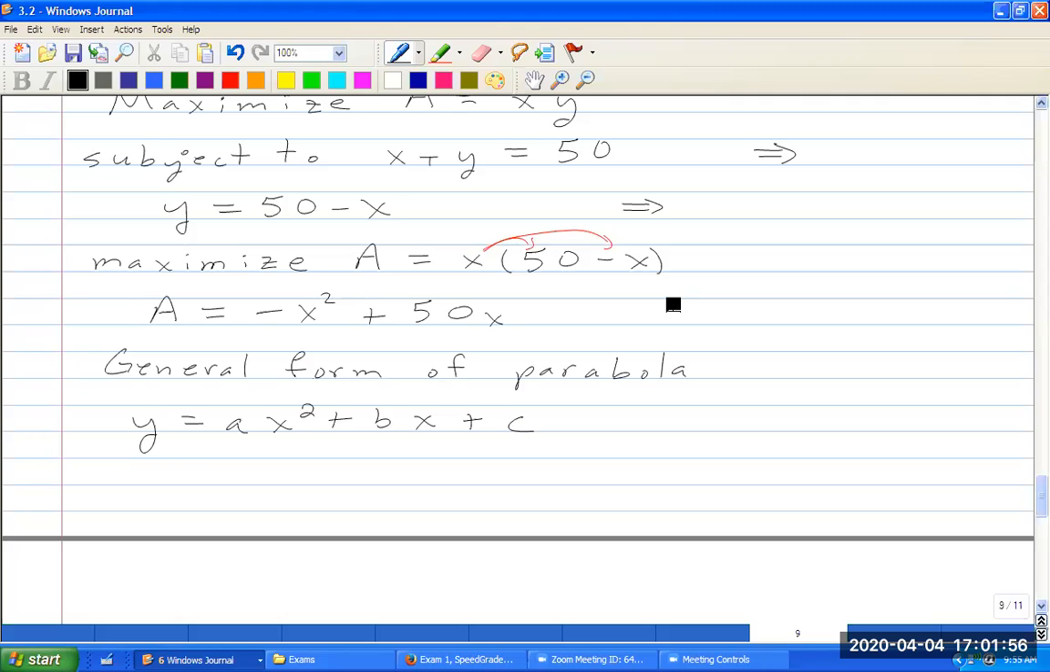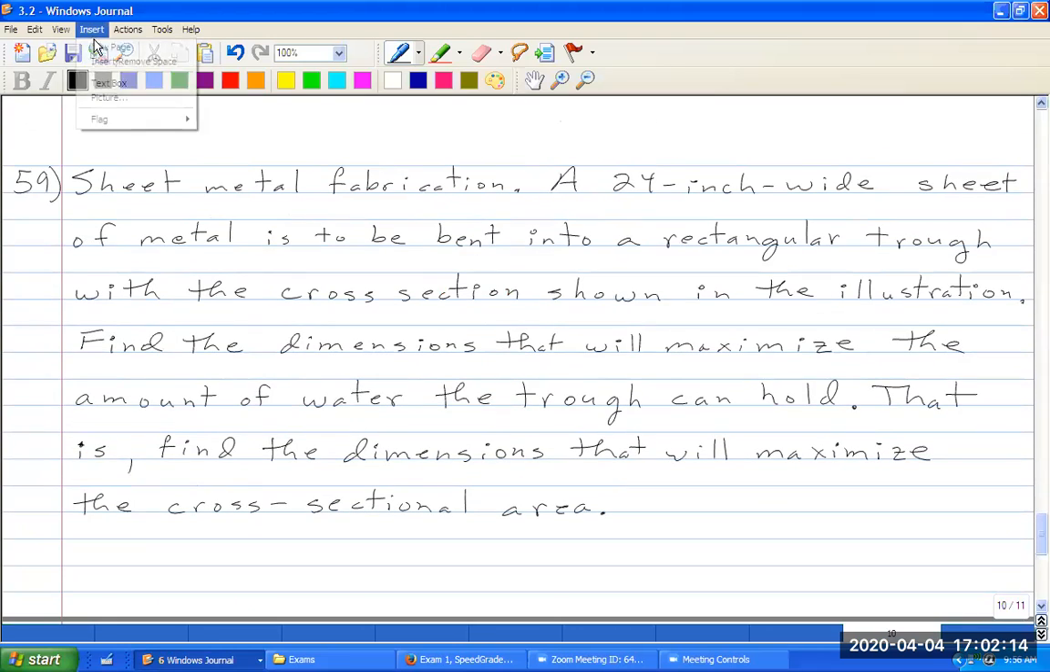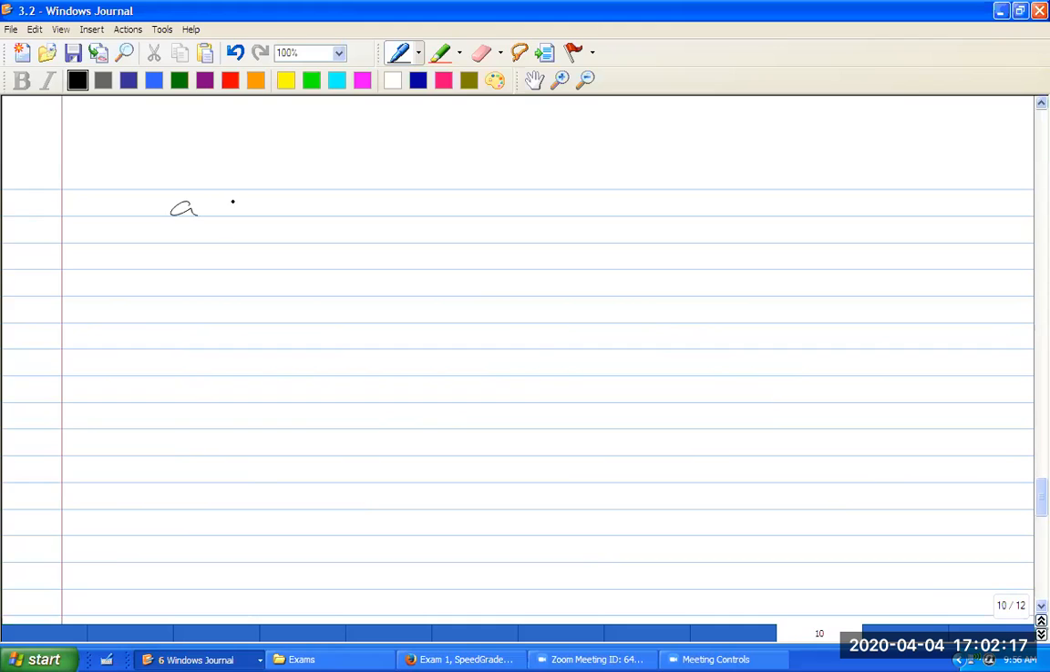Well, if a is less than 0, and in this case, a is -1, and -1 is less than 0, that means that this parabola points downward. If I have a parabola pointing downward, then at the vertex, we're at a maximum.